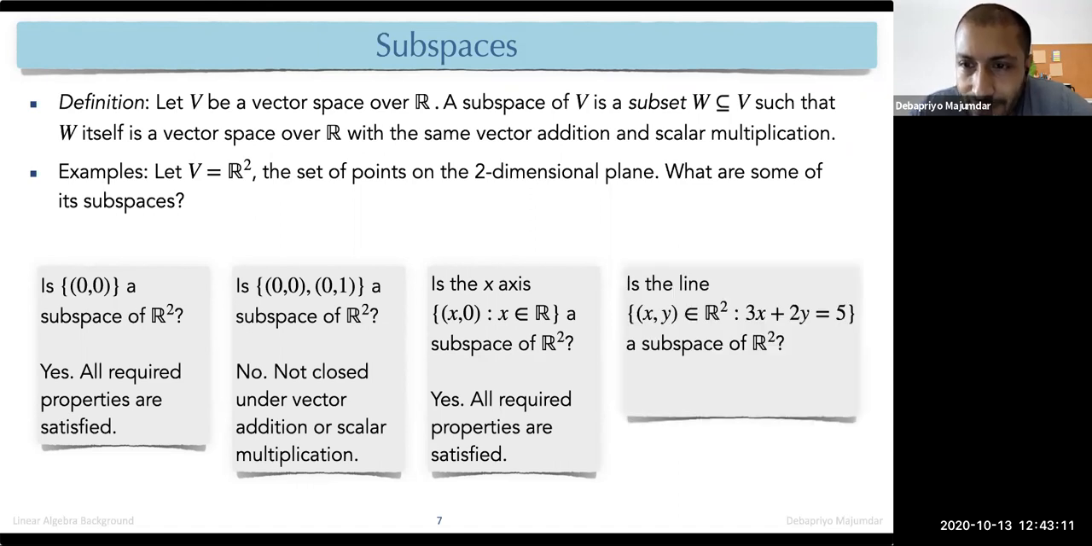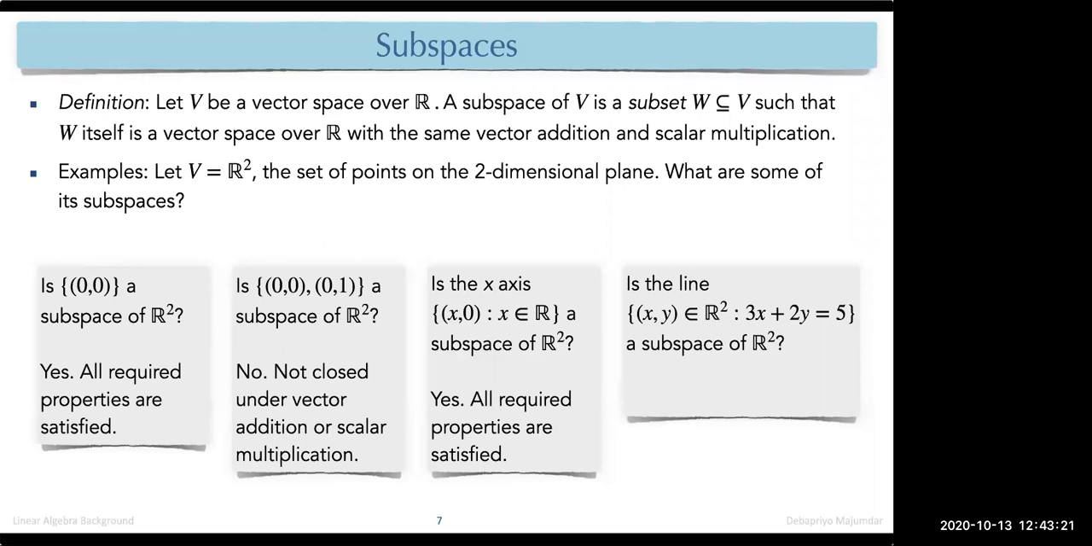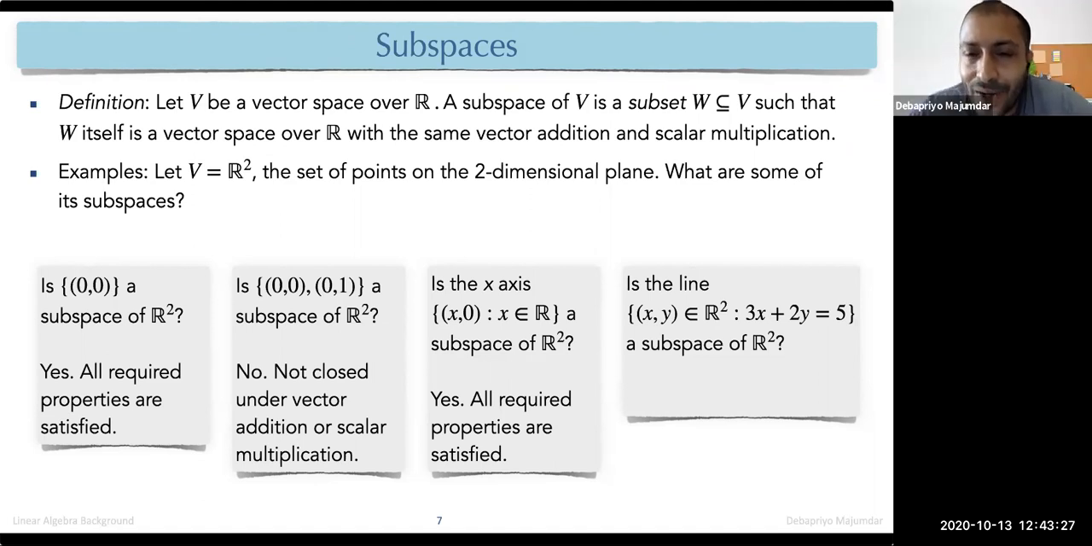And let's say this line, what about this? 3x plus 2y equal to 5. So this is a line. Is this a subspace of R2? Yes, sir. Okay, think a bit more carefully. Yes. 0, 0 is not there. Fantastic. So this is a line, but it does not pass through 0, 0.